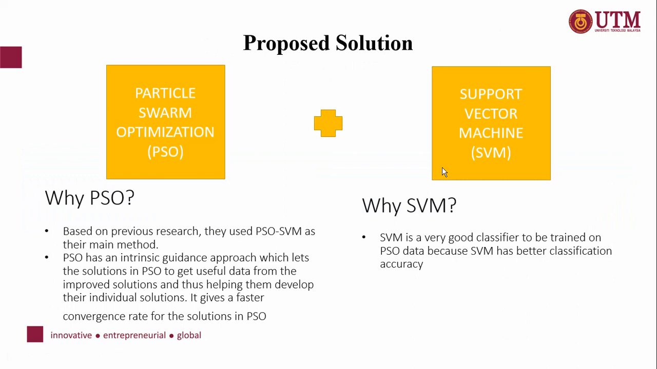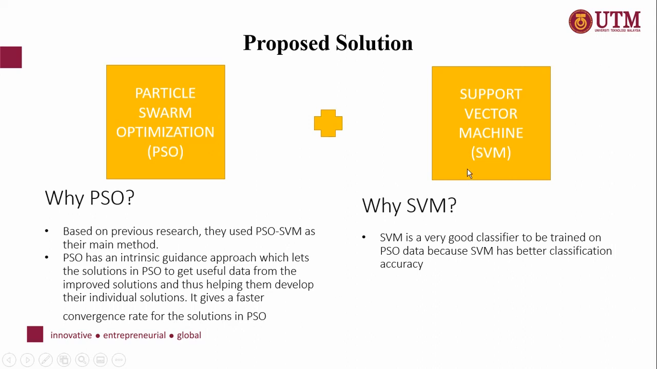As for the proposed solution, I'll be using particle swarm optimization and also support vector machine. So why PSO? Based on previous research, they use PSO SVM as their main method. PSO has an intrinsic guidance approach which lets the solution in PSO get useful data from the improved solutions and thus helps them develop their individual solutions. It gives a faster convergence rate for the solutions in PSO.